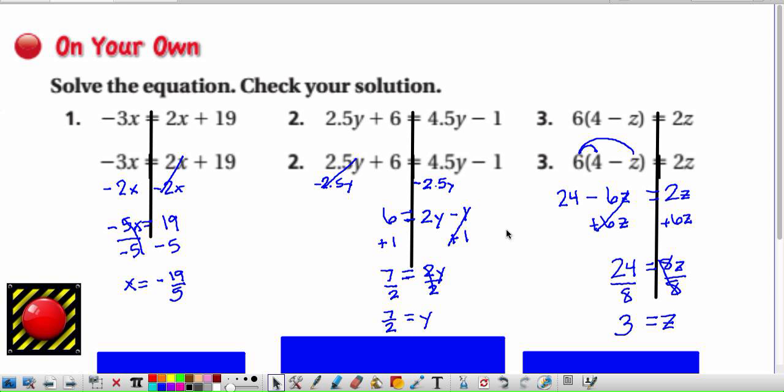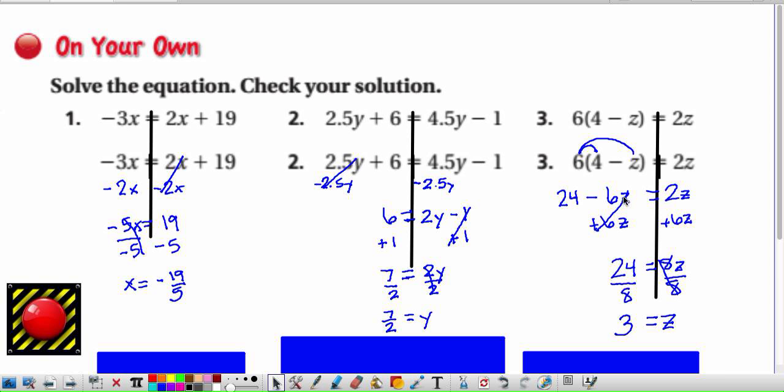On number 3, we had the distributive property, so I had to do 6 times 4, which is 24, bring my minus sign down, 6 times z, which is 6z, equals my 2x, and we're left with the same situation that we had on number 1. We're combining these variable terms together, and the opposite of minus 6x is plus 6x, so I did that on both sides of my equal sign to keep it evened out, balanced out.